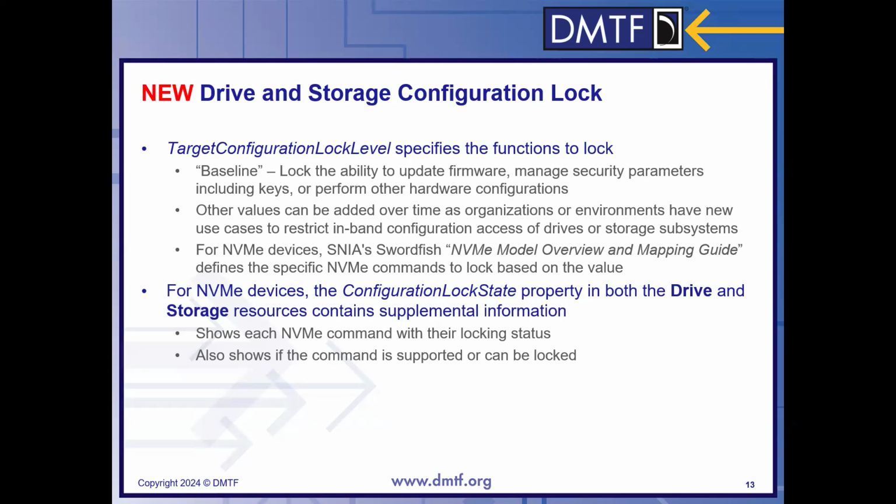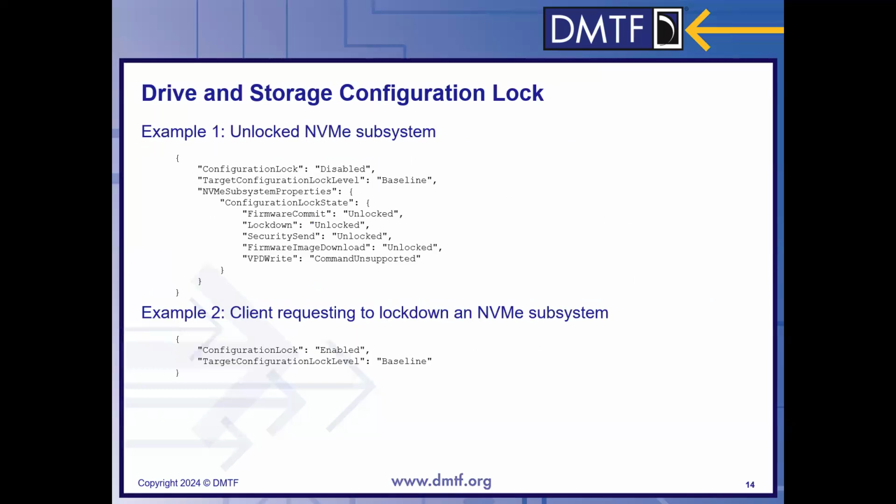And so this is useful for when you find a system in the partial state. If you know you have an NVMe drive and you see partial, you can get further details from this property to see what about the drive was not locked down successfully. So we have some examples on the next few slides.